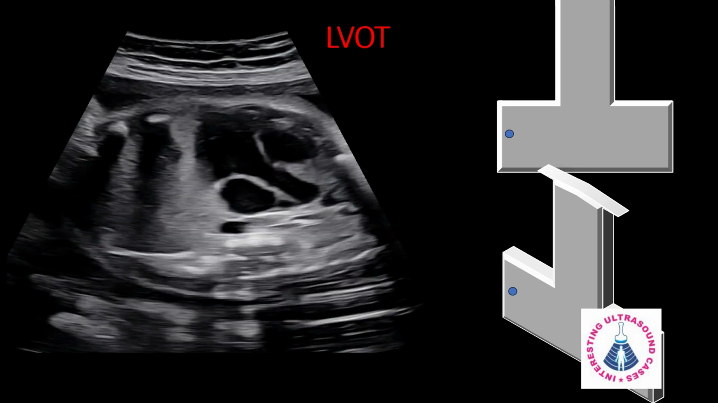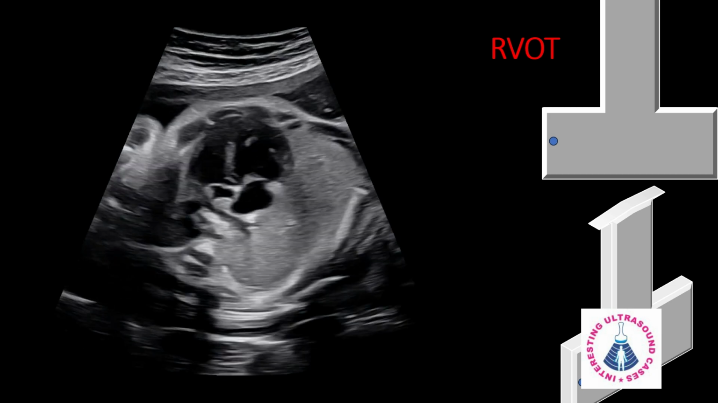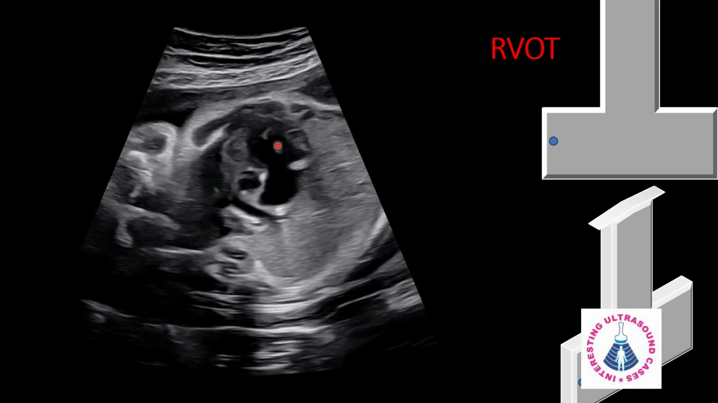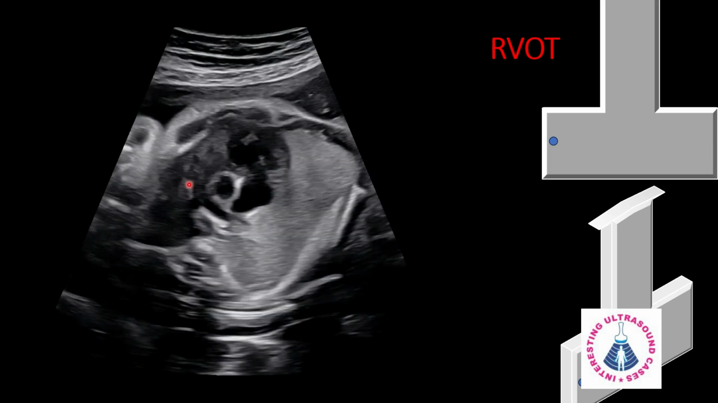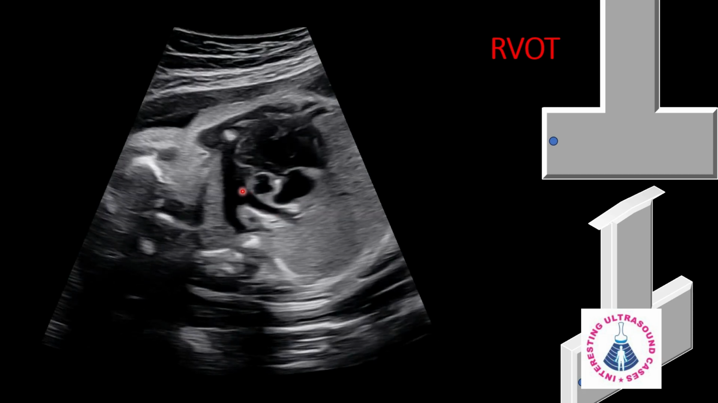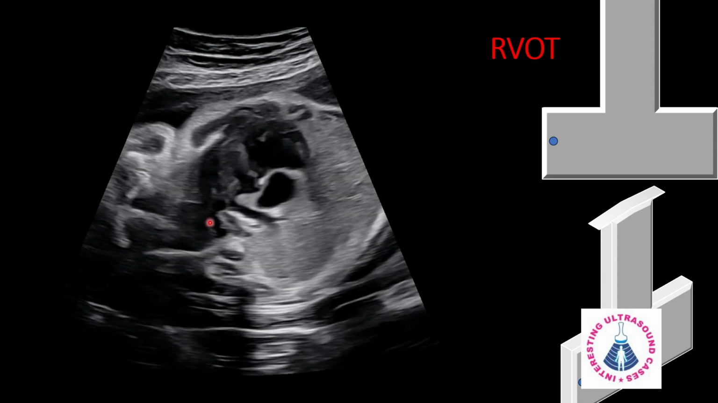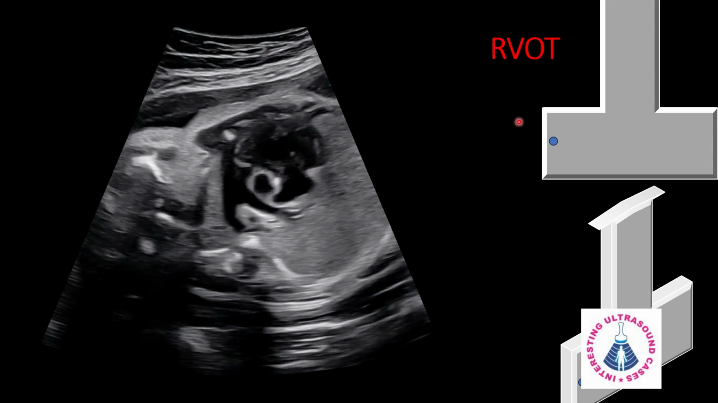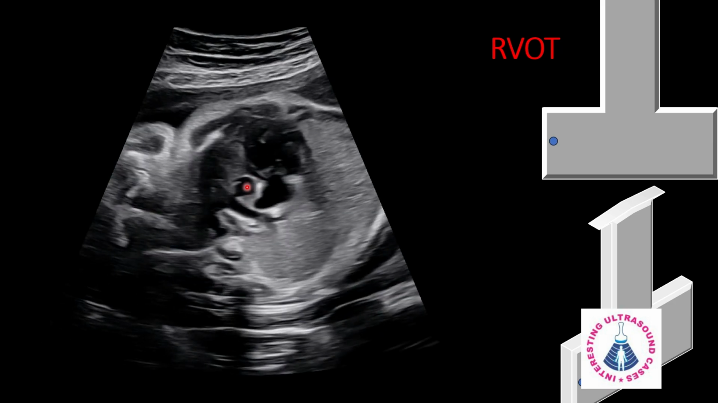Next view is the RVOT view. In RVOT view, we can see the right atrium, right ventricle continues with the main pulmonary artery, and it is branching into right pulmonary artery, and it is the ductal arch. So in RVOT, we can see aorta in the center.